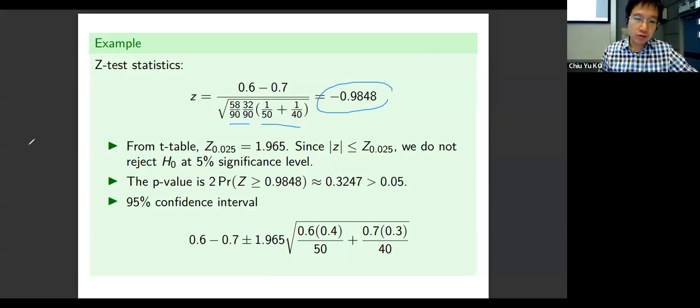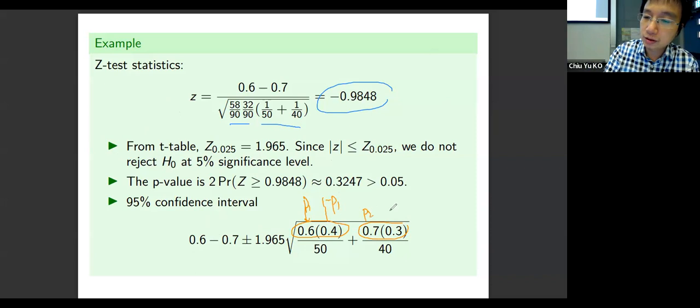So what is left is to remind you that when you do a confidence interval, make sure that this is not using the p pi. Use the one from your p1, p2. That's the only difference. This uses p1, this is 1 minus p1. This is p2, 1 minus p2. The rest are the same.